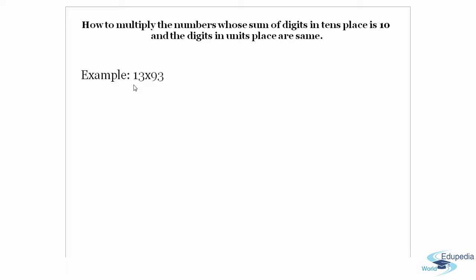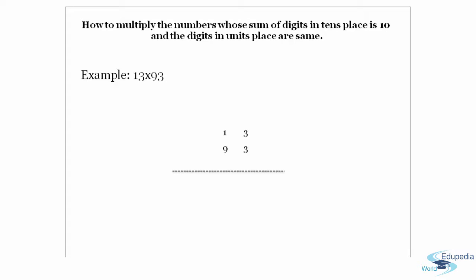Now coming to condition number 2, it says that the digits in the ones place should be the same. In the number 13 we have 3 in the ones place, and in 93 we also have 3 in the ones place. So for both numbers we have 3 in their ones places. Therefore, condition number 2 is also satisfied, and we can apply the technique to this example. I'm going to write 13 below 93 and place a horizontal bar like this.